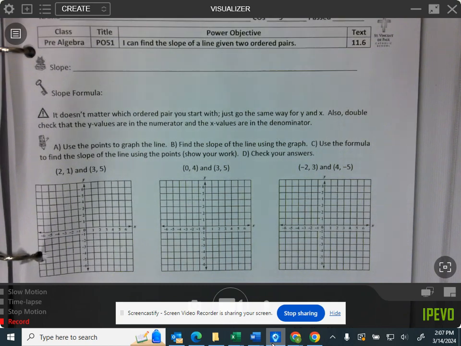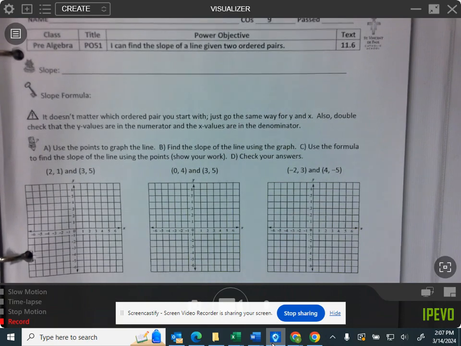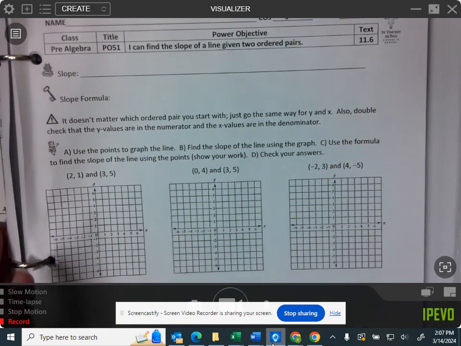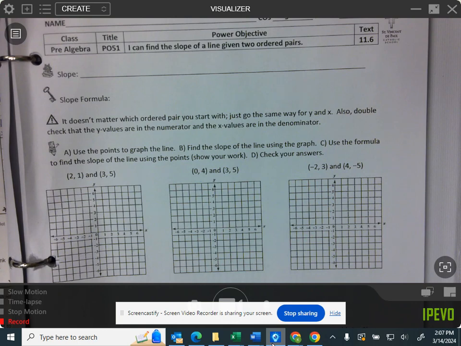Good afternoon. Today we are working on PO51, continuing working with the slope and the graphing. We're just going to be coming at it in a different way. So yesterday's objective, we talked about our slope. Remember that slope is how a line moves across the coordinate plane.